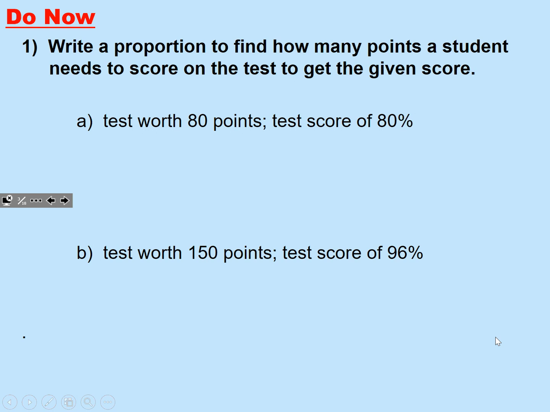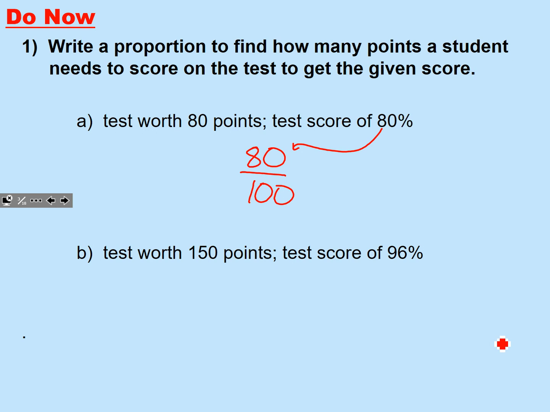How am I supposed to do a problem like letter A? Well, one of the things you should look at is percents. Percent always means out of 100. So you want to figure out how many points you can get out of 80 to get 80%. First of all, 80% as a fraction: 80% means 80 out of 100.